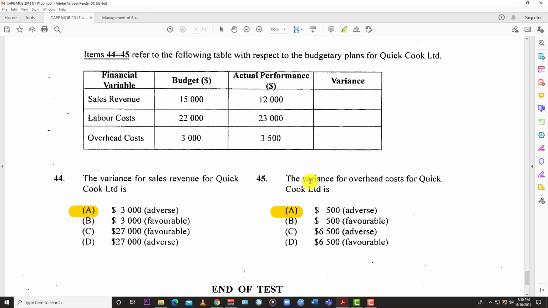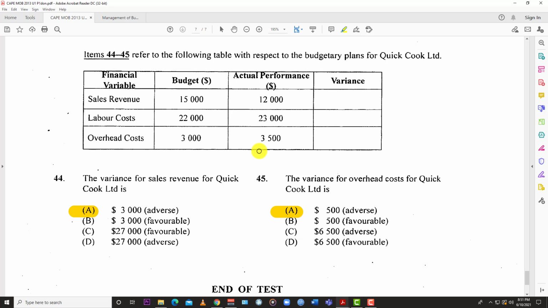The 45, the last one, the variance for overhead costs for Quick Cook Limited is, again, A, 500, but this time it's adverse too. It's also adverse. Both of them are adverse, even though the scenarios seem different. Because if you realize that for overhead costs, the actual is higher than budgeted. The actual for sales is lower than budgeted. So when you come to costs, when the actual is higher than budgeted, that's adverse. When it's sales, when the actual is lower than budgeted, that's also adverse. So for this one, it's 500 adverse, meaning you went over budget in terms of costs, right? Something is too expensive. Good.